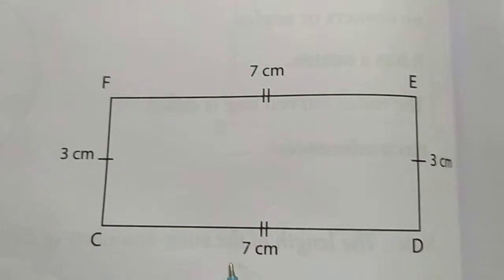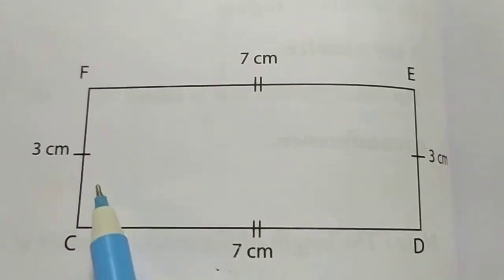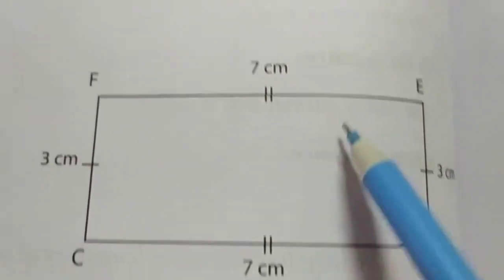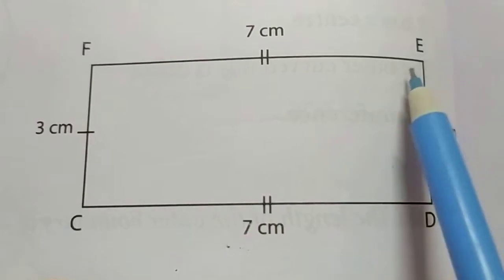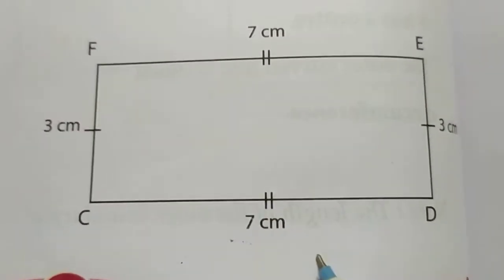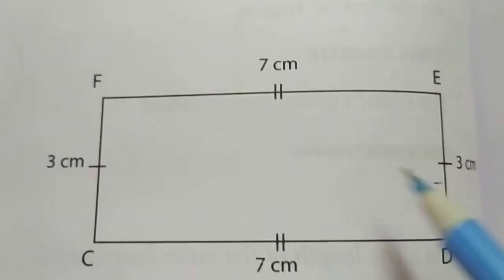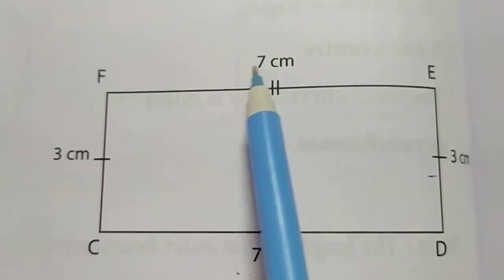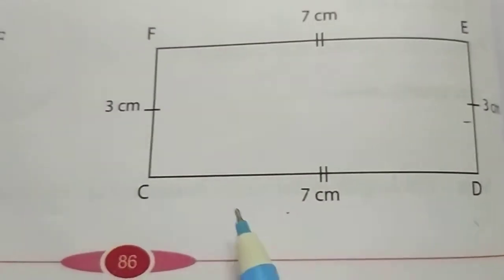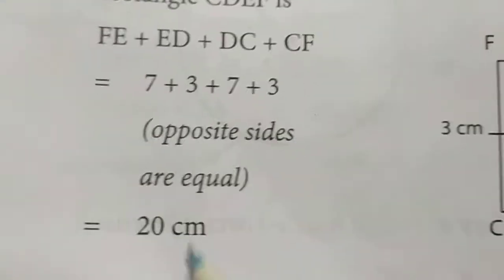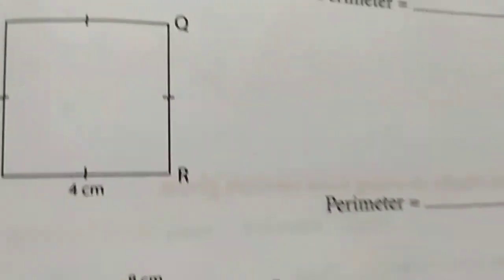In the perimeter of a rectangle, see, in a rectangle only opposite sides will be equal. All sides will not be equal. Only opposite sides will be equal. Look here, FE and CD are 7 centimeters, FC and ED are 3 centimeters. Now how do we find the perimeter? This total boundary, that means 7 plus 3 plus 7 plus 3, like this. Then it becomes 20.